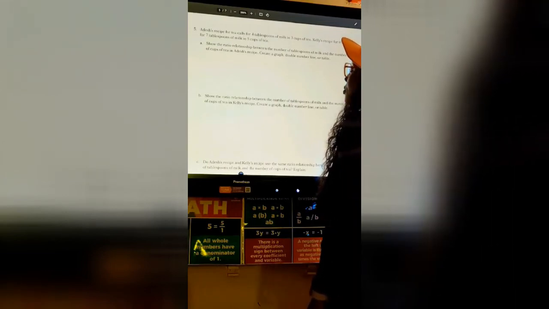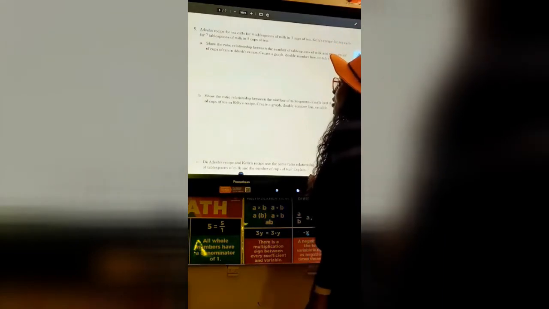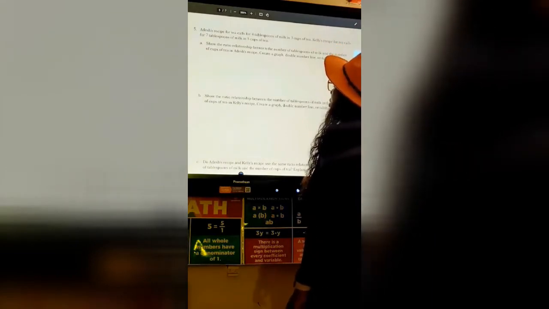Adesha's recipe for tea calls for 4 tablespoons of milk in 3 cups of tea. Kelly's recipe for tea calls for 7 tablespoons of milk in 5 cups of tea. So they want us to show the ratio relationship between the number of tablespoons of milk and the number of cups of tea in Adesha's recipe, and create a graph, a double number line, or a table.